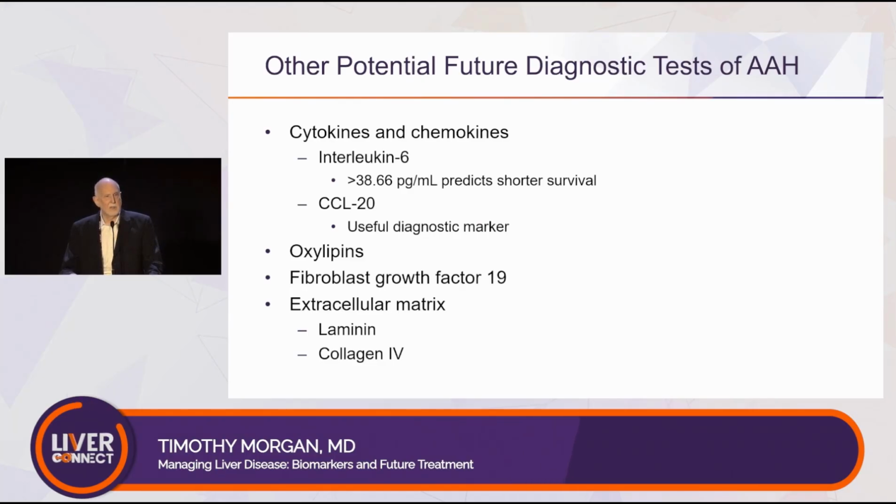There are other tests that have been published that may deserve looking at in the future, such as cytokines and fibrosis markers like FGF19, and extracellular matrix proteins like laminin and collagen 4, which still could potentially be used in the future.